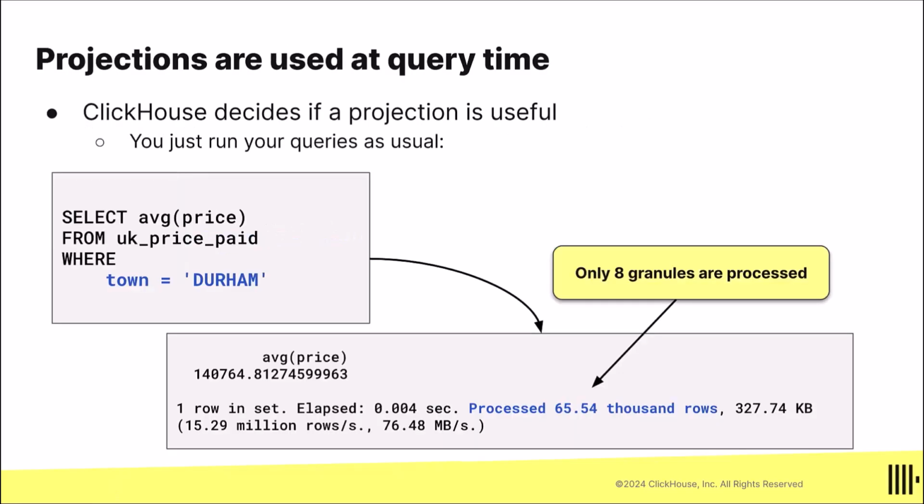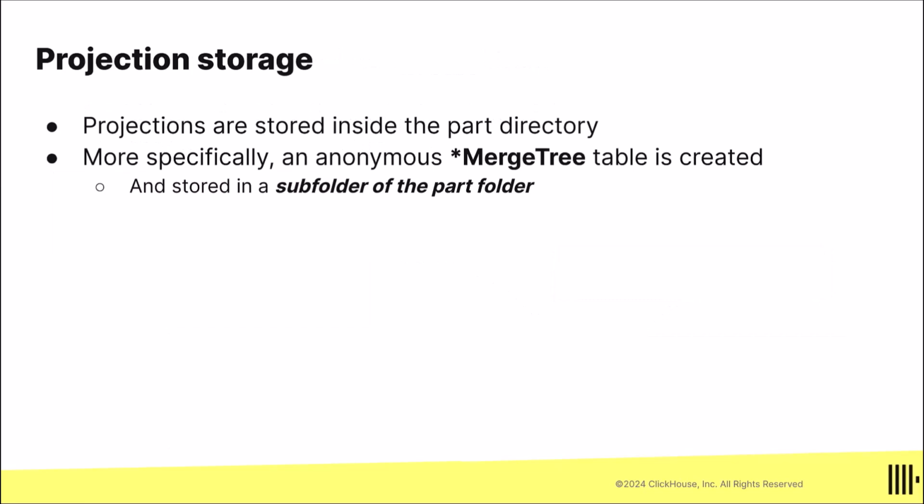We only had 8 granules processed. Very nice. Like I said, they're stored inside the part folder. By defining a projection, now I'm storing in my projection here every row twice. And so there is a cost.